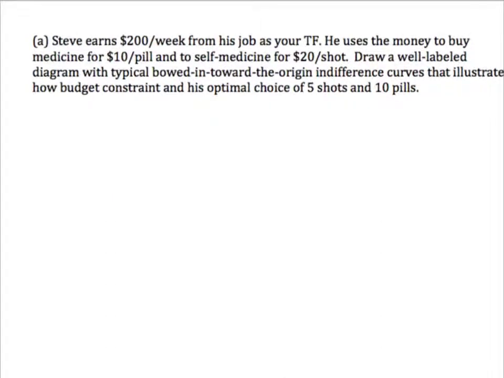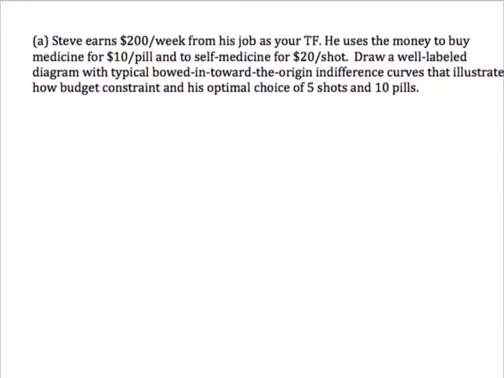So the first paragraph says that Steve earns $200 a week from his job, and he uses the money to buy medicine and to self-medicate. The price of the medicine in the pills is $10, and the price of shots is $20 a shot. And then we're asked to draw a well-labeled diagram with typical bowed in towards the origin indifference curves that illustrates the budget constraint at his optimal choice of 5 shots and 10 pills. So let's break this down.